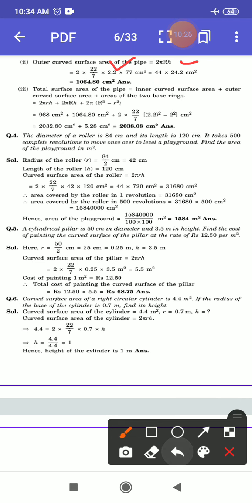Now after that you have to find the total surface area of a pipe, and a pipe is a hollow form. So when a pipe is a hollow form, you have to add these things: inner curved surface area and outer curved surface area plus the area of the two base rings. So what is the meaning of ring here? Just see this, okay, this is a pipe.